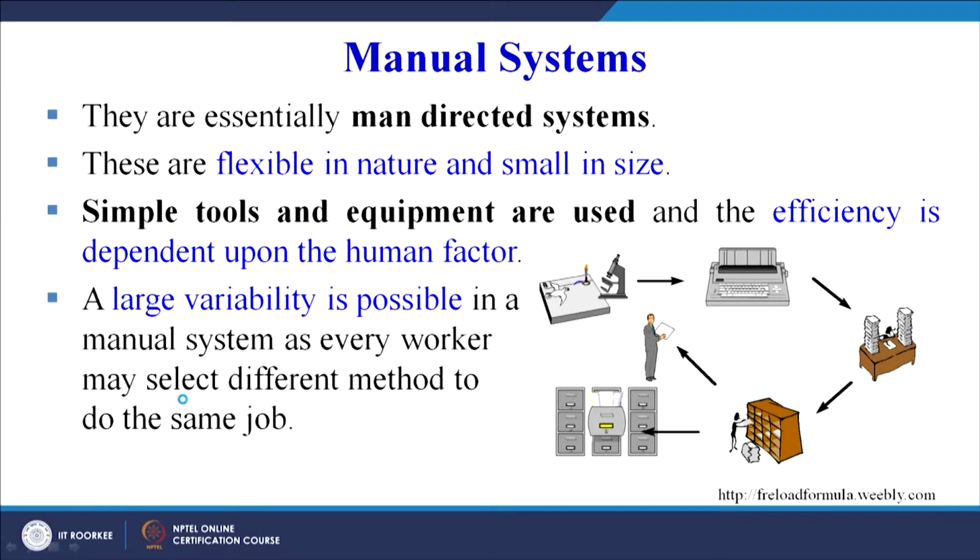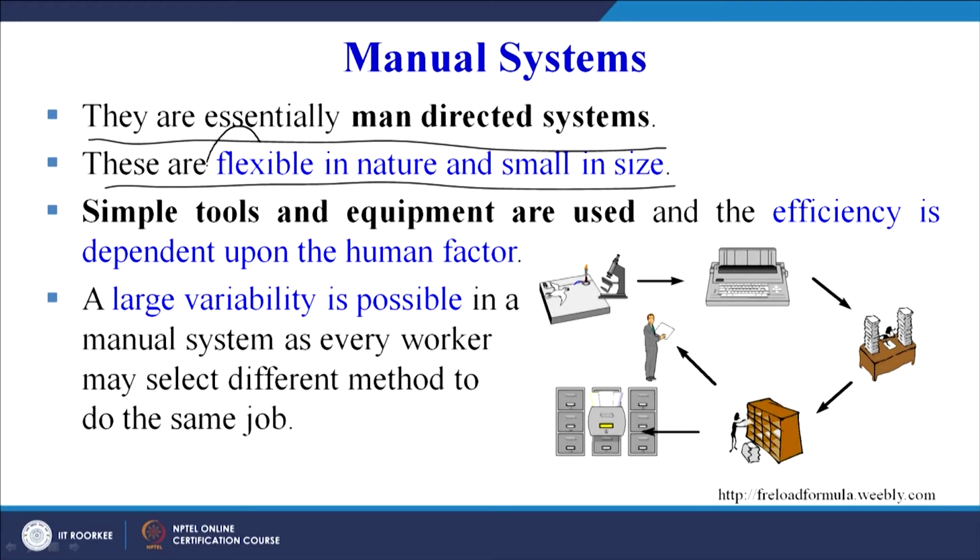Now let us see the three very quickly. From the word also, or from the basic English definition also, it is very clear. But we will again see a manual system. Manual systems are essentially man directed systems. These are flexible in nature and small in size. So two words are important here, flexible and small. Simple tools and equipment are used and the efficiency is dependent upon the human factor. So the efficiency is dependent upon the human factor.